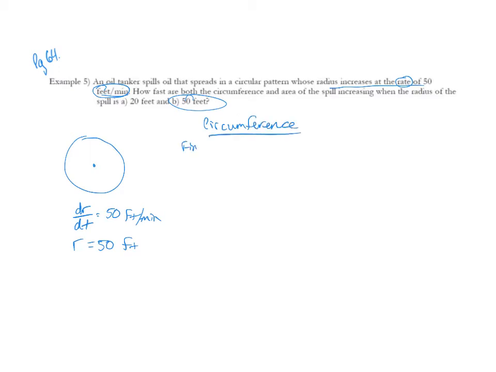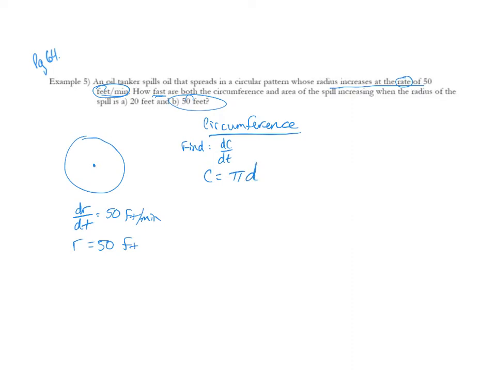So I'm trying to find how fast the circumference is increasing. If I'm looking for how fast the circumference is increasing, again, that is a rate. So that would be dC/dt. That's what I'm looking to find. So let's go through and take my circumference formula, which is C equals pi d.